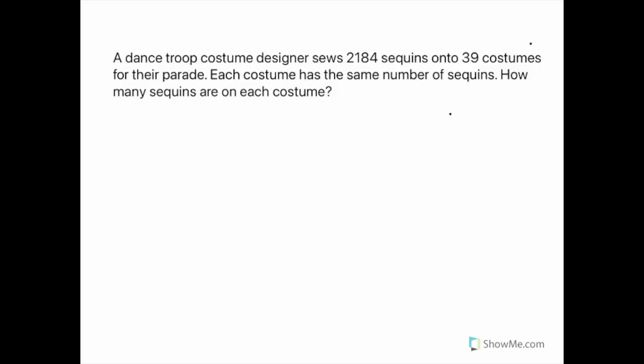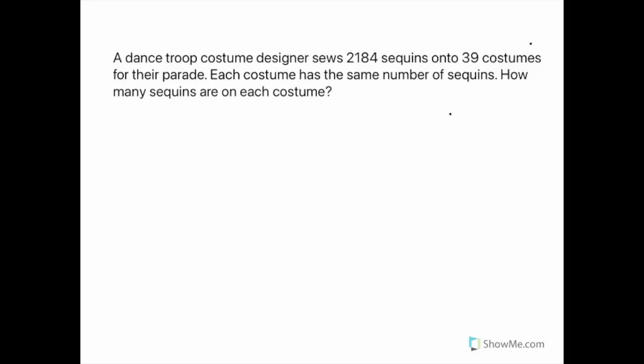Okay, today we're going to learn about how to do a partial quotients model with division. So I have a word problem here. A dance troupe costume designer sews 2,184 sequins onto 39 costumes for the parade. Each costume has the same number of sequins. How many sequins are on each costume?